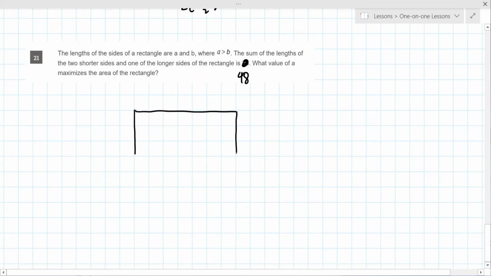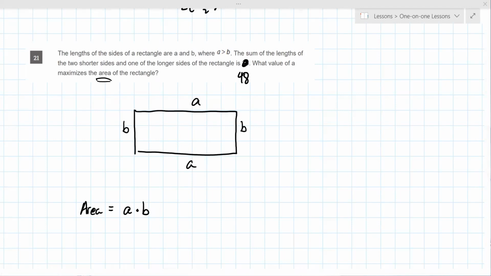Okay. So it says that A is greater than B. So which side is A? Is the top A, or is the left side A? The top. And you might want to label it all. What is the area of this rectangle? A plus A plus. That's the perimeter. Oh. The area is A times B. Okay. And that's what it's asking for. Oh. Okay.